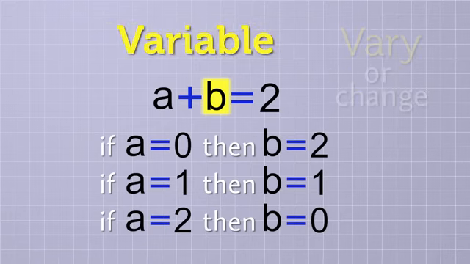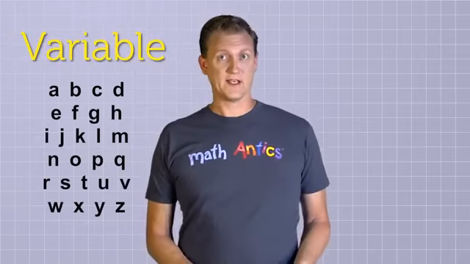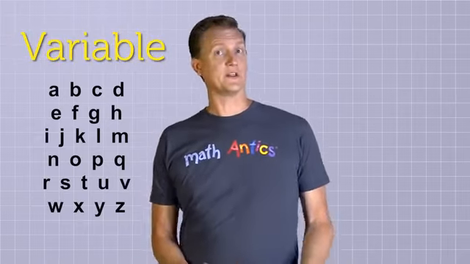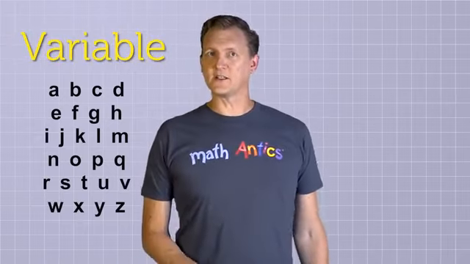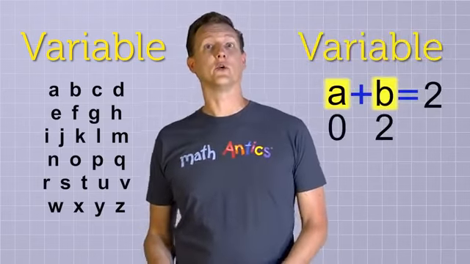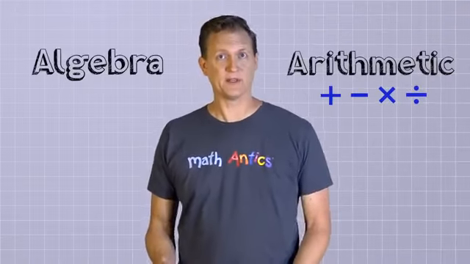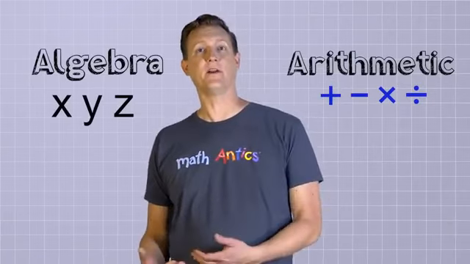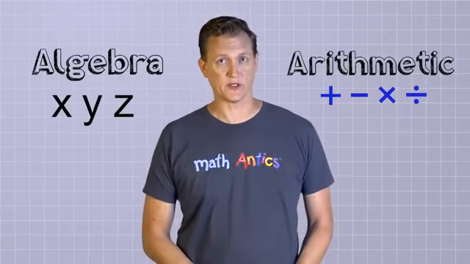In fact, in this equation, both a and b are variables because their values will change depending on the value of each other. Actually, it's really common in algebra to refer to any letter as a variable, since letters can stand for different values in different problems. But at Mathantics, we'll usually just use the word variable when we're talking about values that can change or vary in the same problem. All right, so far we've learned that algebra is a lot like arithmetic, but that it includes unknown values and variables that we can solve for in equations.